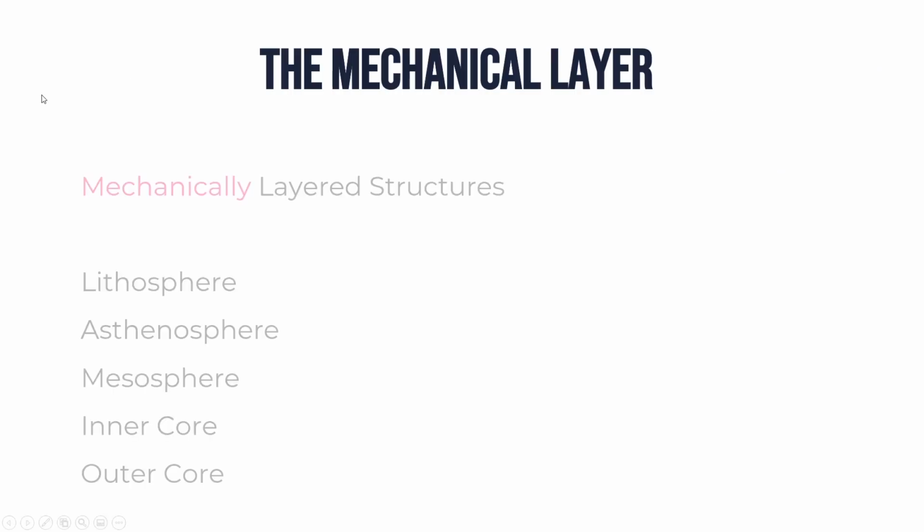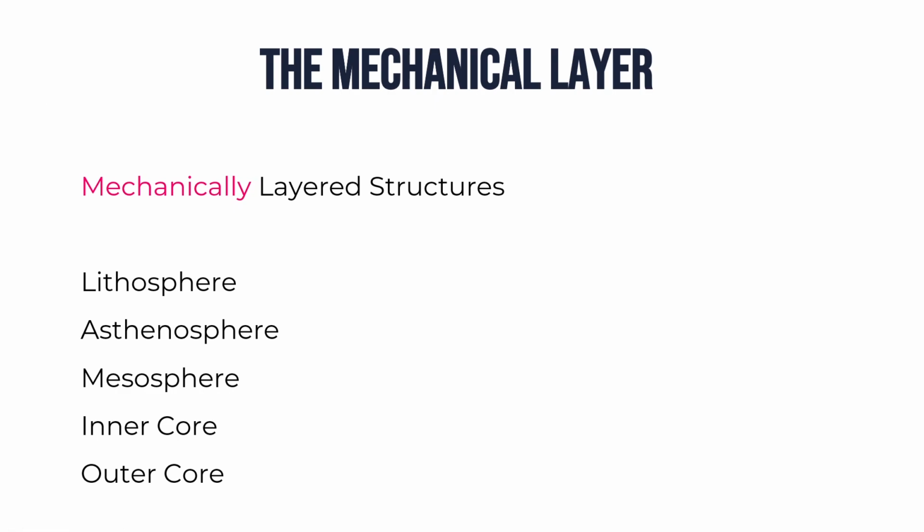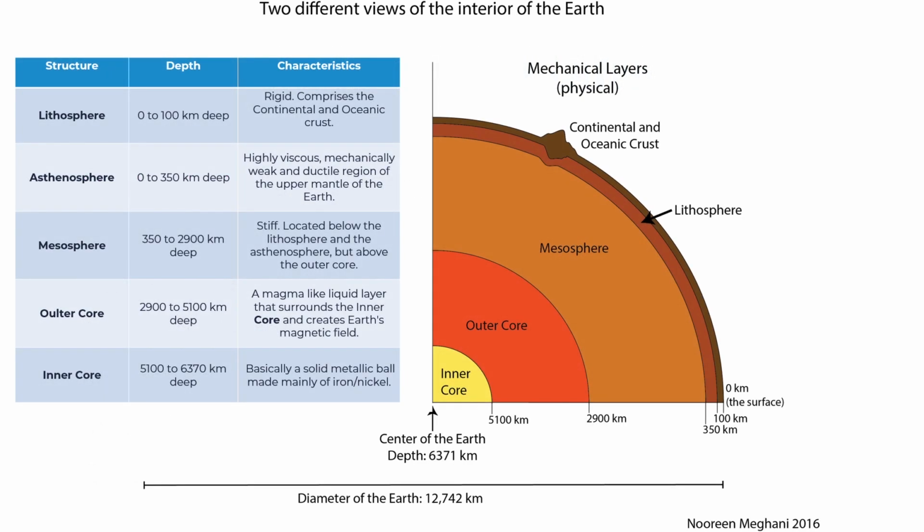Now it is the time for us to discuss the mechanical layer. It is structured in the following way. You start with the lithosphere, then you have the asthenosphere, mesosphere, inner core and outer core, and this is pretty much what it looks like if you have a look on the right side of the image there.